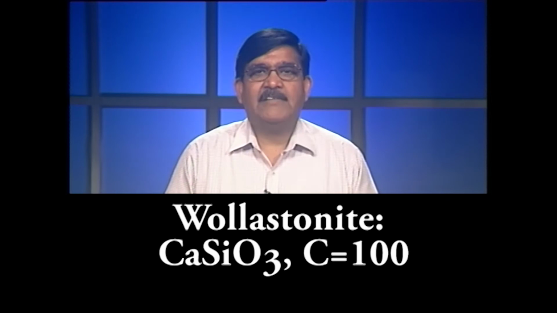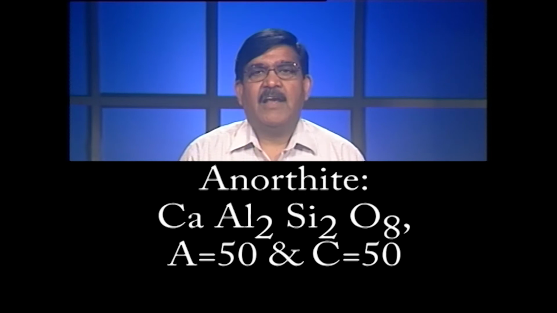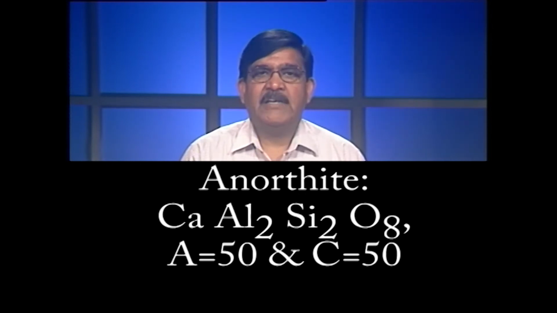The next formula is wollastonite. The chemical formula of wollastonite is CaSiO3. The value of C equals 100% and A and F equal 0. The next is anorthite, CaAl2Si2O8, A equals 50%, C equals 50% and F equals 0, because in anorthite there is no FeO or MgO present.